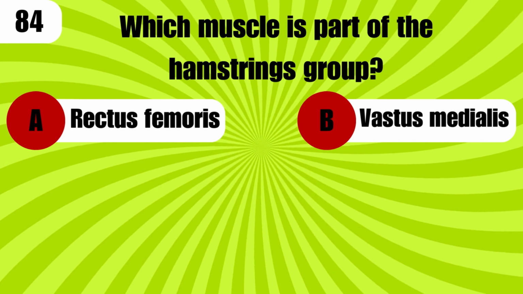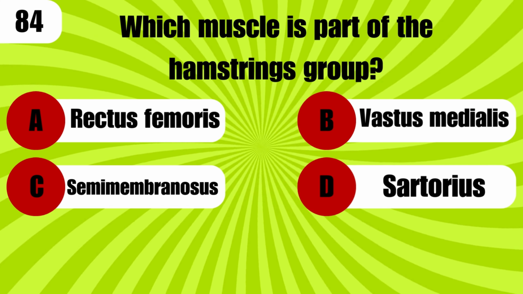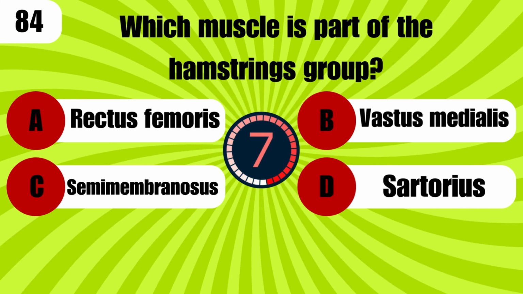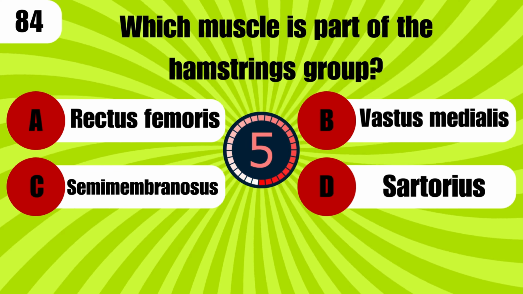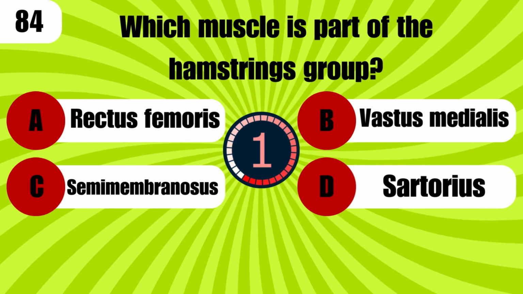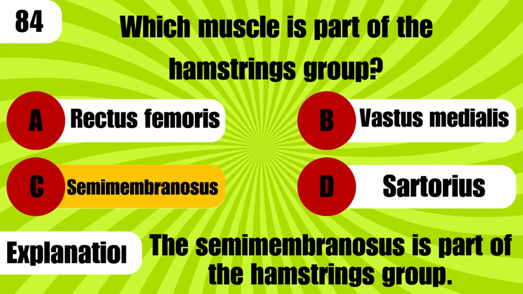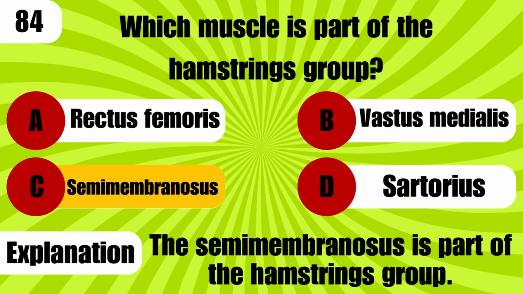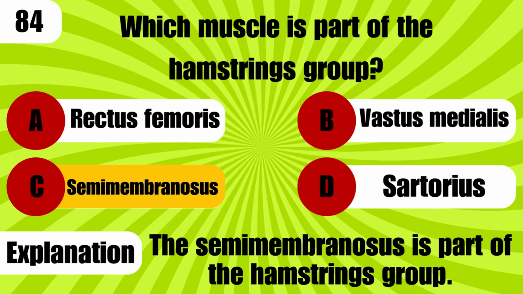Which muscle is part of the hamstring group? Option A, rectus femoris, vastus medialis. Option C, semimembranosus. Option D, sartorius. The semimembranosus is part of the hamstring group.